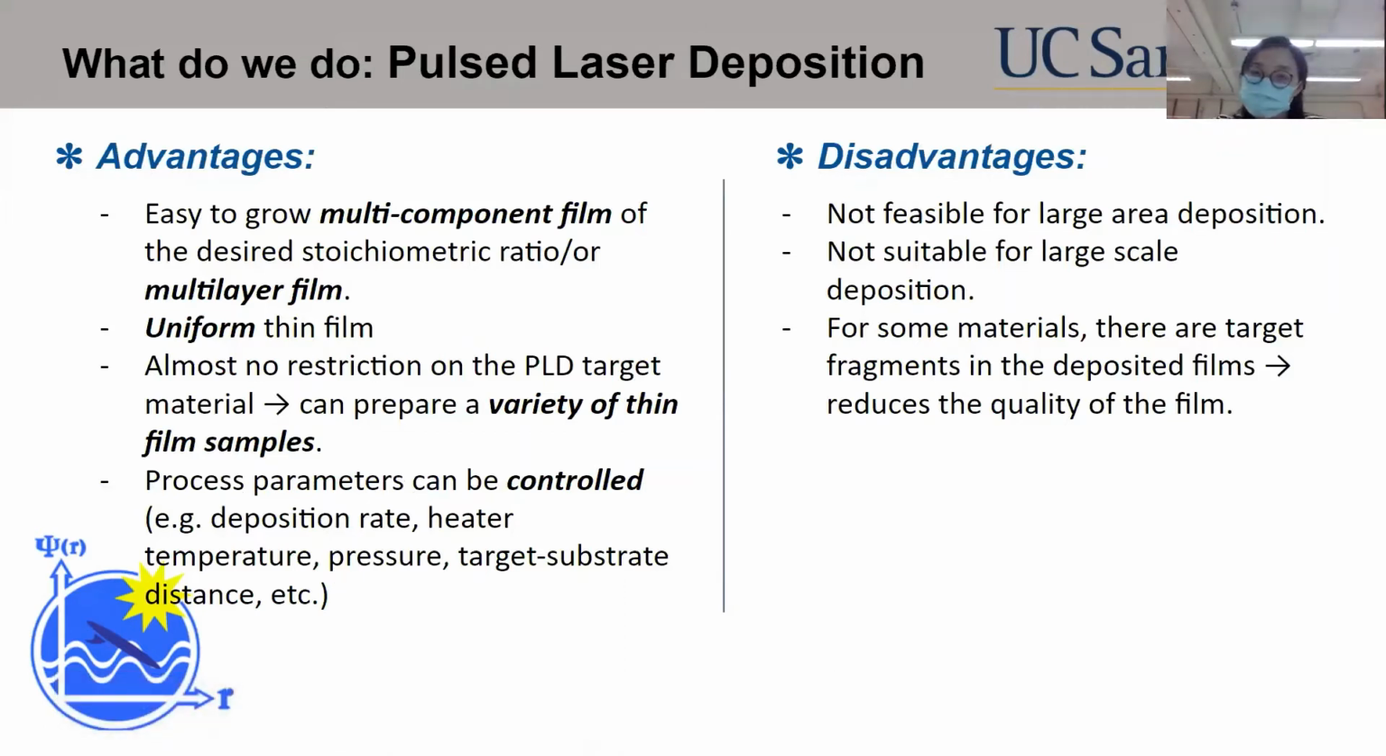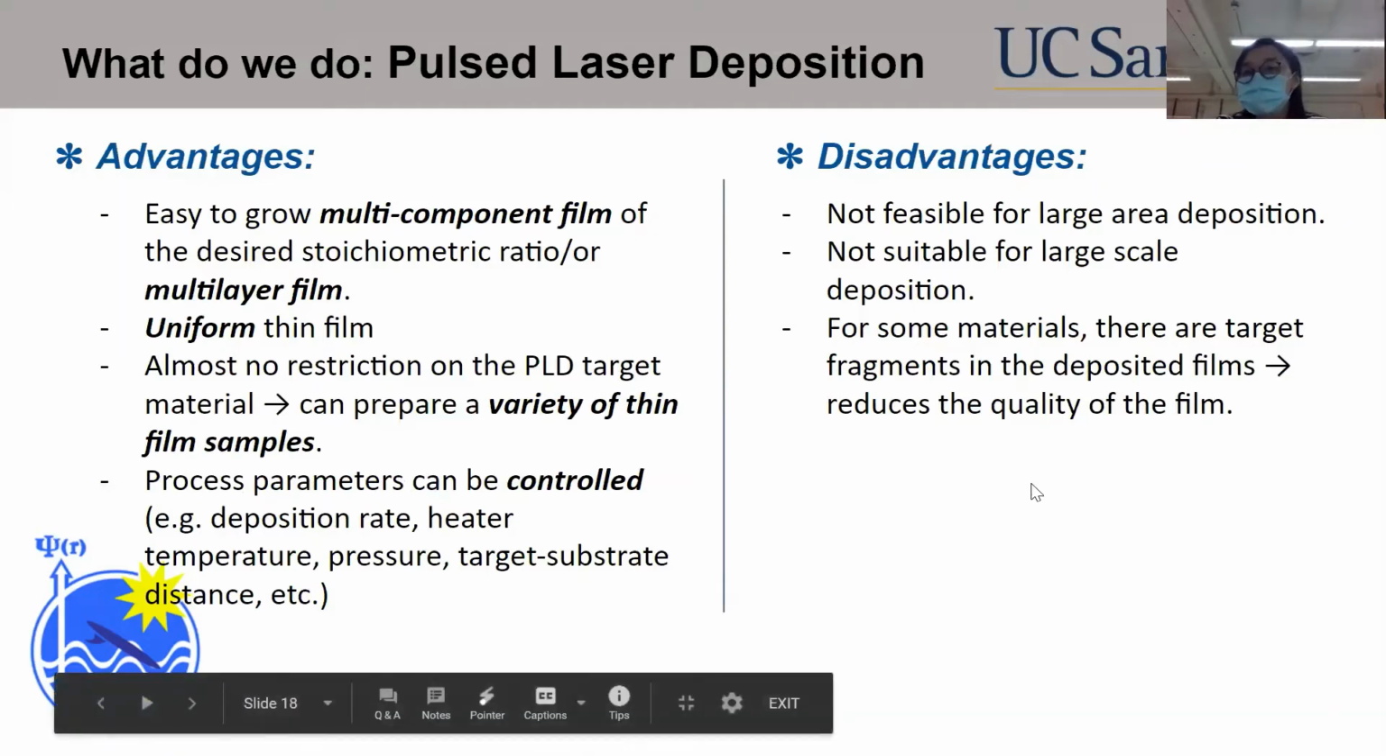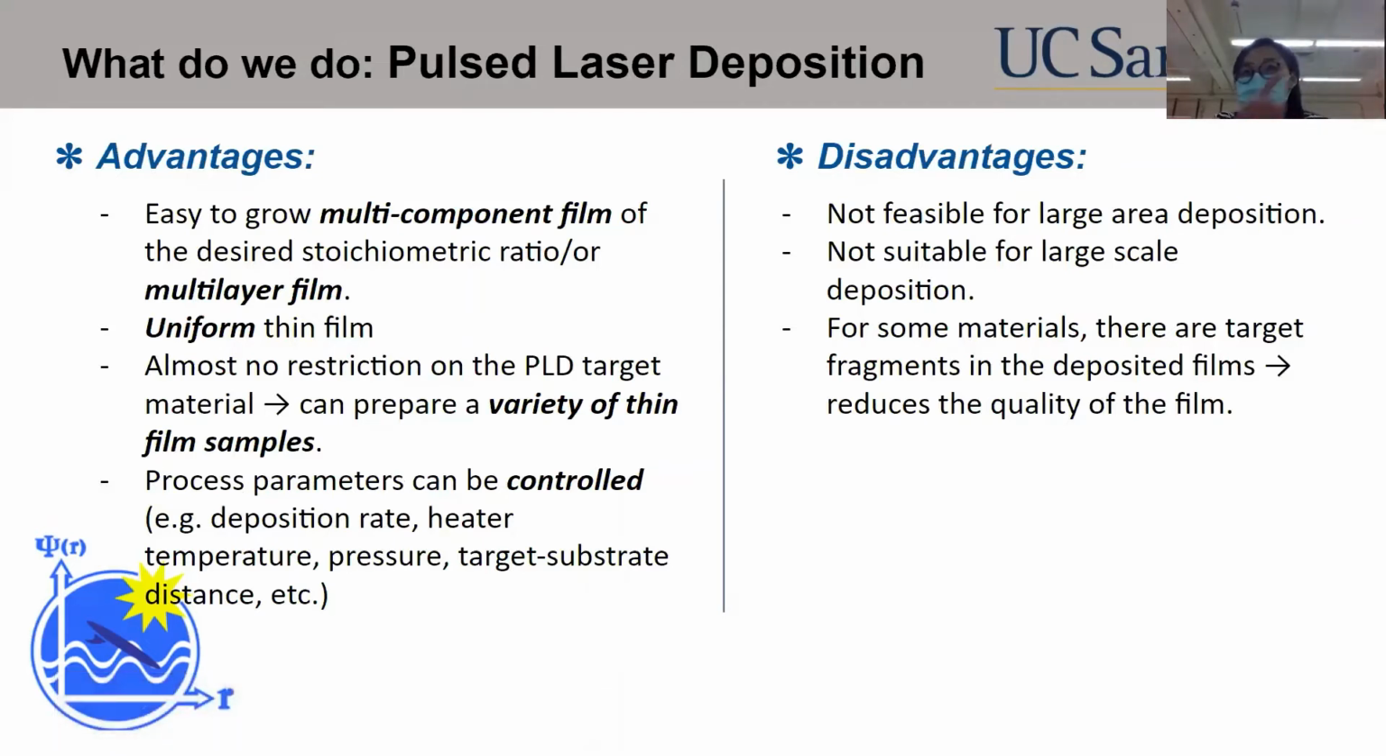However, this technique also has some disadvantages. For example, it's not feasible for large area deposition because normally the area for the PLD deposition, the diameter of the circle, is around 4 centimeters. Therefore it's not suitable for large scale deposition. And for some materials, there are target fragments inside the plasma plume, and that reduces the quality of the thin film. But despite all of the disadvantages, there are a lot of advantages that we can use for PLD, so that's why I love using it.